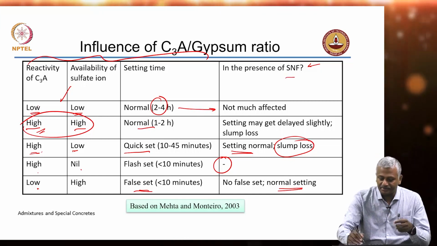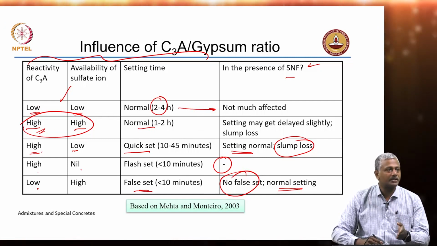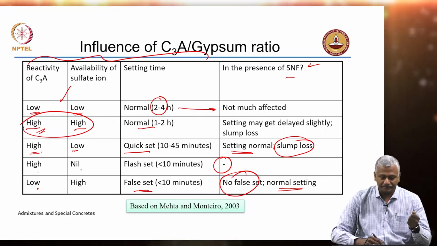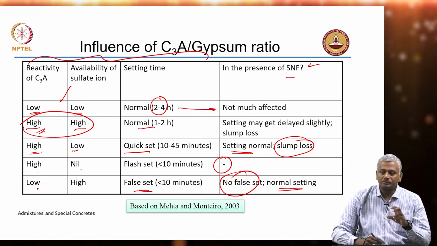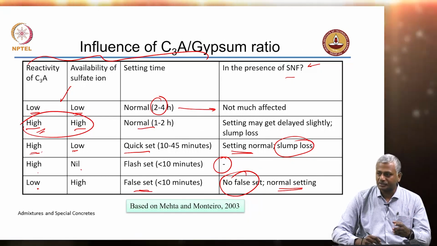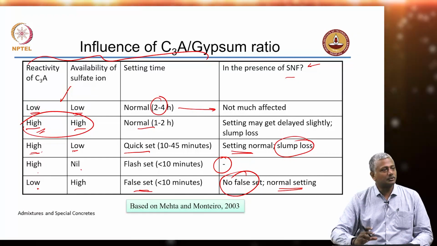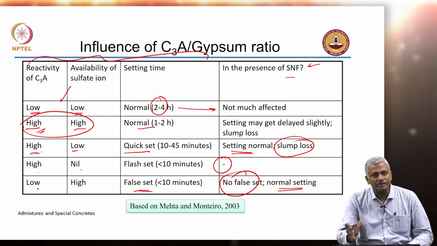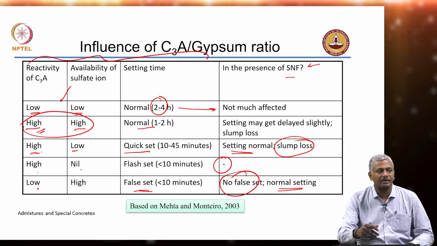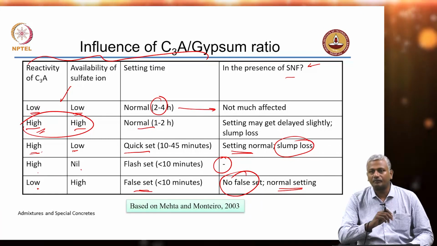In the presence of SNF, there is no false set. Why? Because you do not get any nucleation of gypsum. Formation of gypsum crystals is not going to happen because SNF will inhibit that. Okay. So, what this goes to show is that with the cement composition, the way that the C3A and CaSO4 are present in your system, the addition of charged superplasticizers, the polymers that have a surface charge, or sulfonated superplasticizers like lignosulfonate or naphthalene sulfonate, may have an interaction which can change the nature of the initial chemistry.